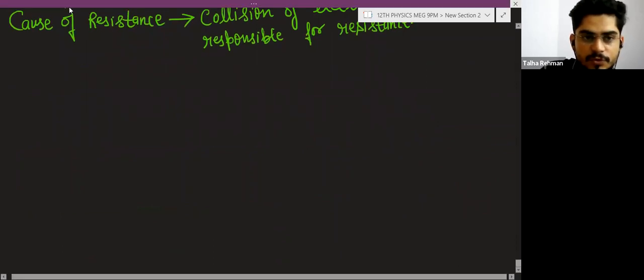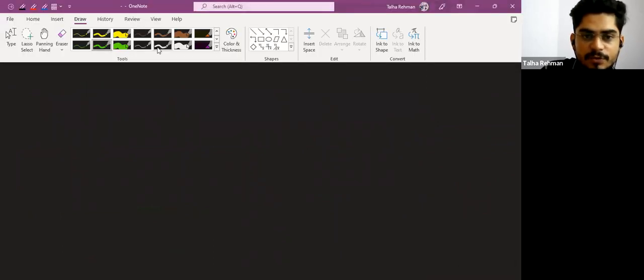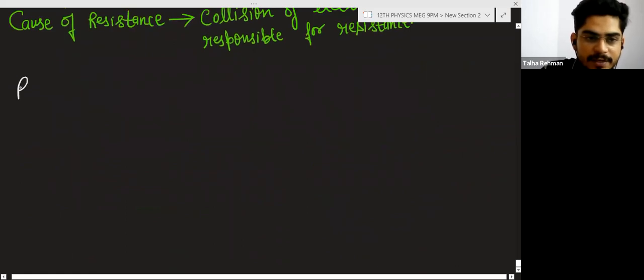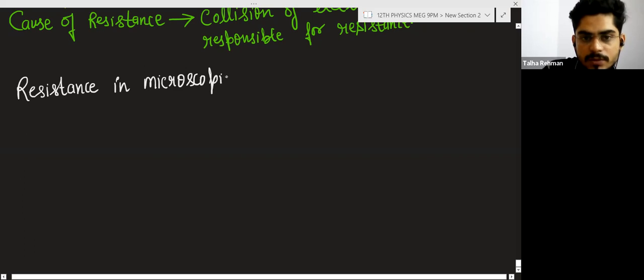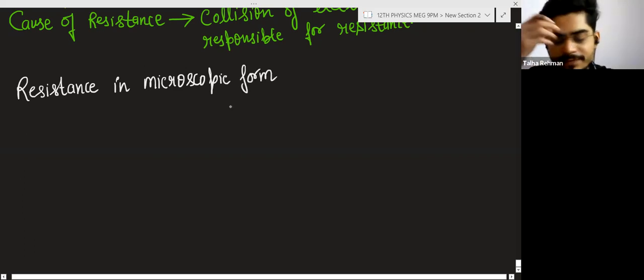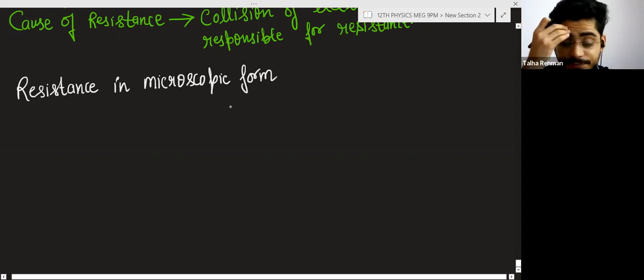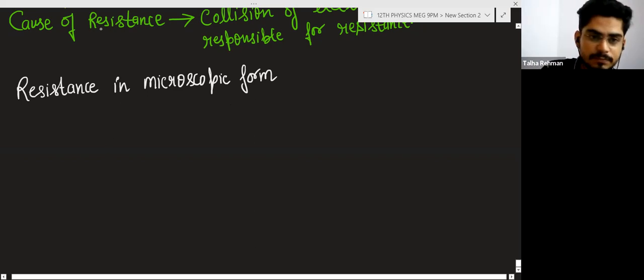So now you have seen the resistance is R equal to V by I. Now we will write the resistance in some different form, the resistance in microscopic form. Microscopic form means in terms of mass, length, area, charge on electron, and relaxation time.